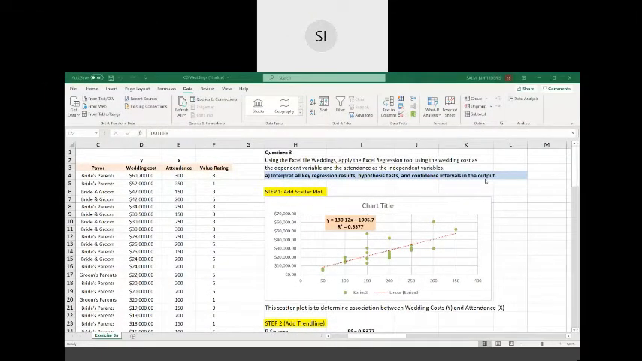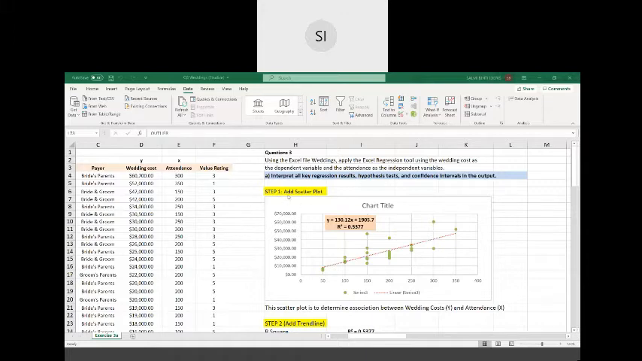Assalamualaikum semua. Saya akan menerangkan mengenai soalan nombor 3. Okey, soalannya: using the Excel file wedding, apply the Excel regression tool using the wedding cost and the attendant. Okey, soalan dia: interpret all key regression result, hypothesis test and confidence interval in the output.